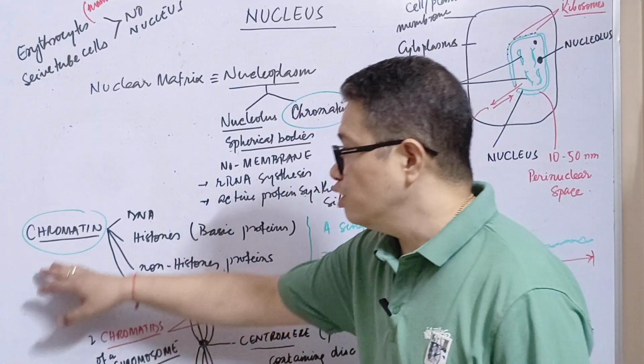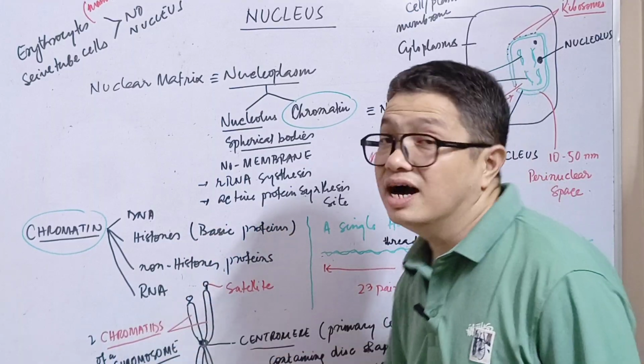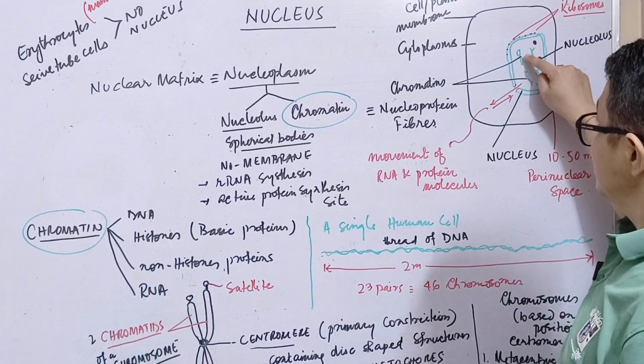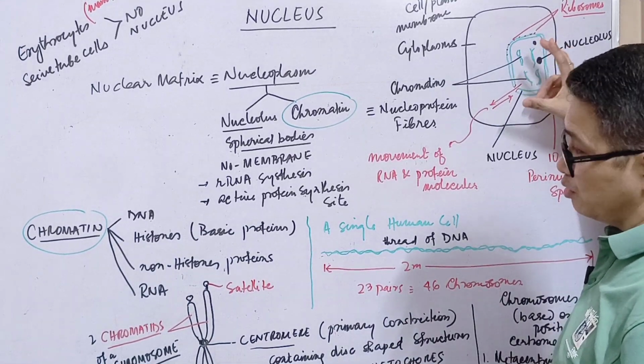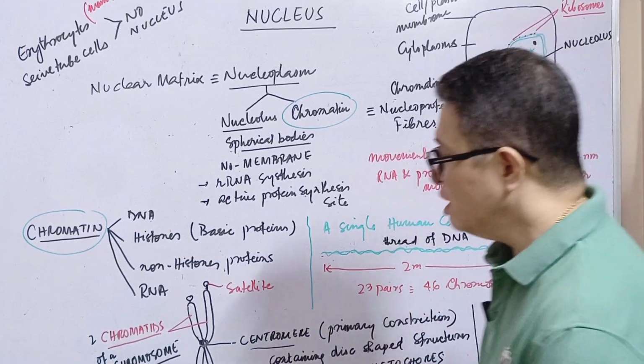So the chromatin not only contains DNA, it has histones, non-histones as proteins, and RNA also is there in the chromatin. इस chromatin में DNA भी है, histones है, non-histones है as a protein, and RNA is also there in these chromatins. Now let's go deeper in the structure.